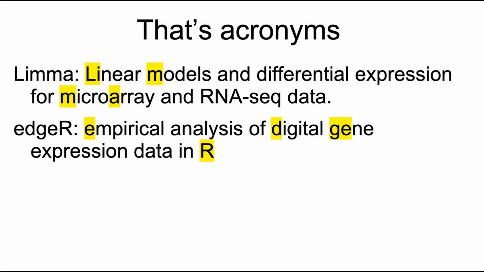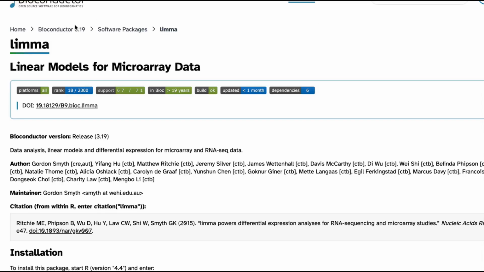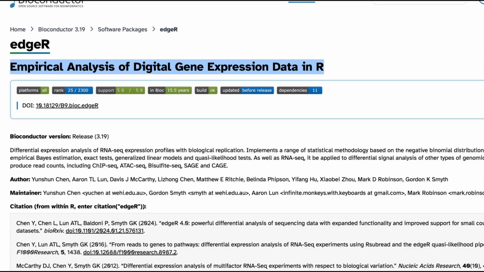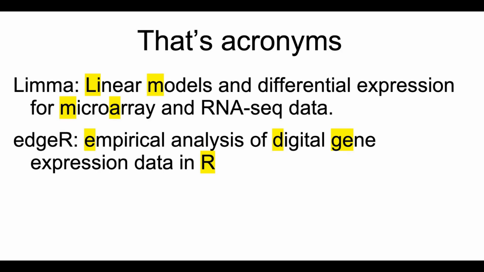What limma and edgeR are, they are acronyms for the following. Limma is short for linear models and differential expression for microarrays. That's where the name comes from. And edgeR is short for empirical analysis of digital gene expression data in R. You can figure it out yourself if you check Bioconductor front pages for limma and for edgeR. Scientists are very creative in inventing new names, and this is one example out of many.